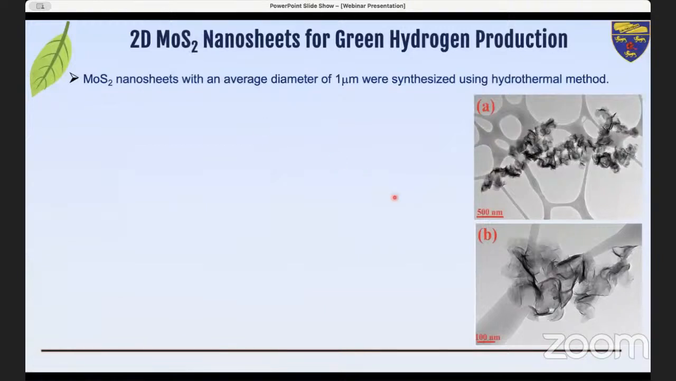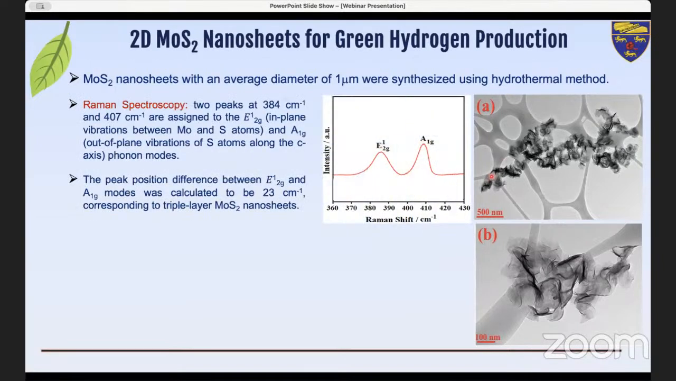The morphology is two-dimensional, like graphene, but there are some wrinkles on the surface of the molybdenum disulfide. The dimension of this 2D material was around 1 micrometer on average. For determination of the number of layers, they tested the Raman. Raman of molybdenum disulfide shows two distinguished peaks, E12g and A1g.